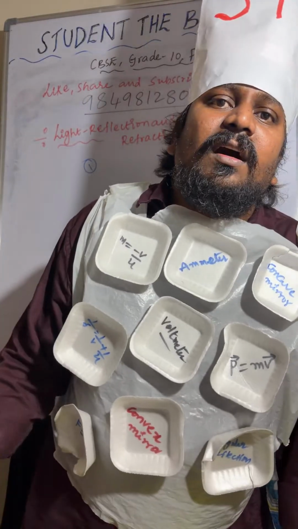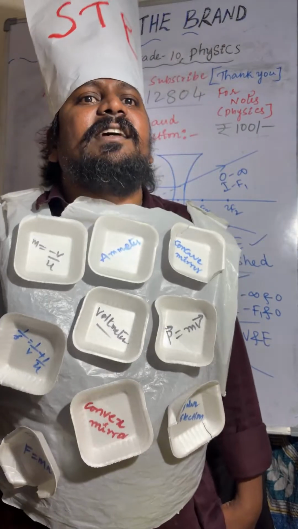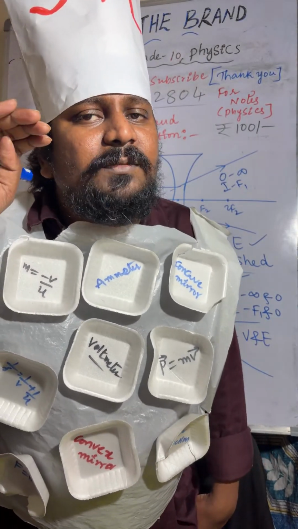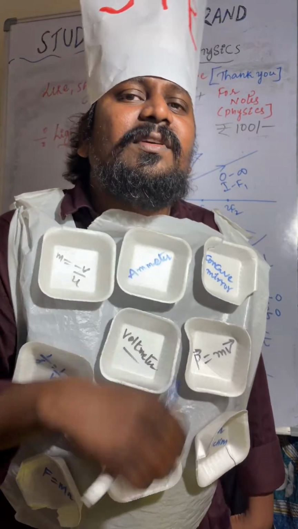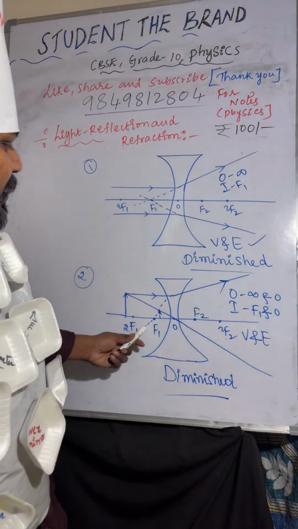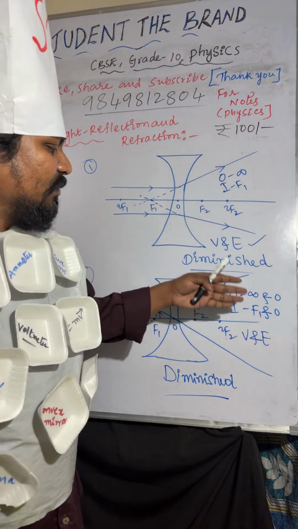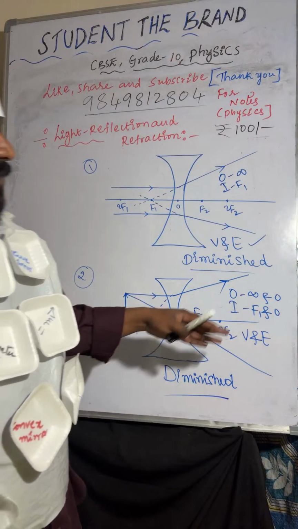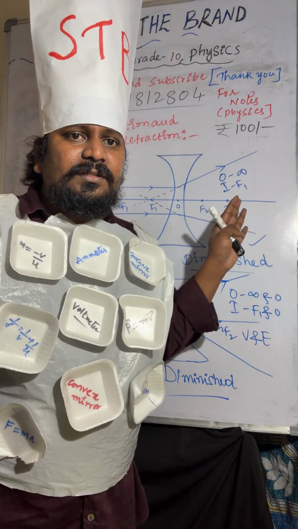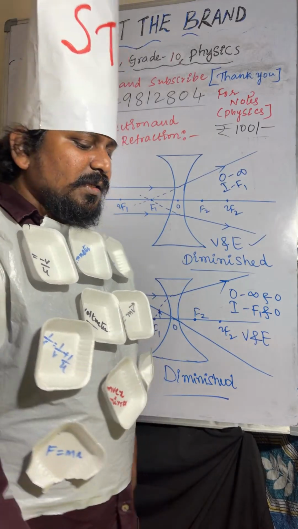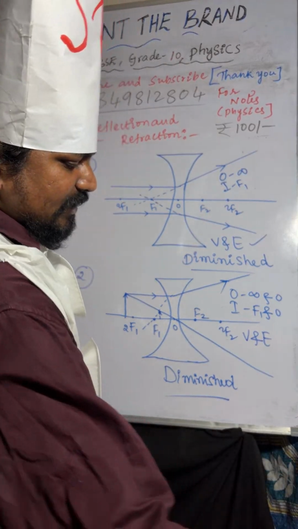Next one. Object is placed between infinity and optic center. Where will the image form? Between F1 and O. What is the nature of the image? Virtual, erect and diminished. I hope it is very clear. So this is about concave lens image formations.